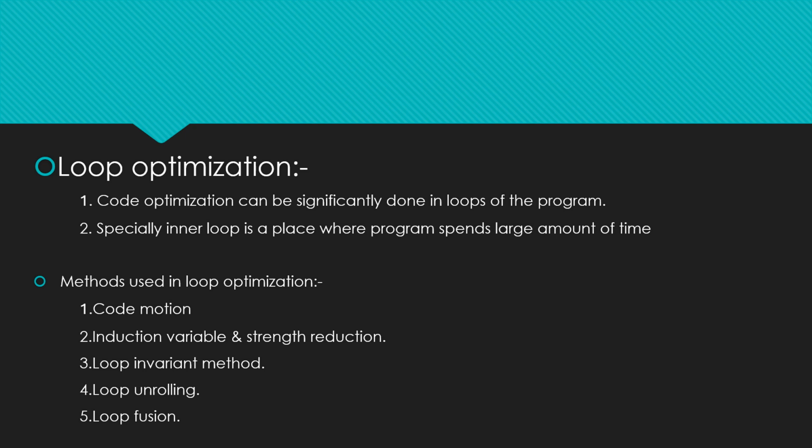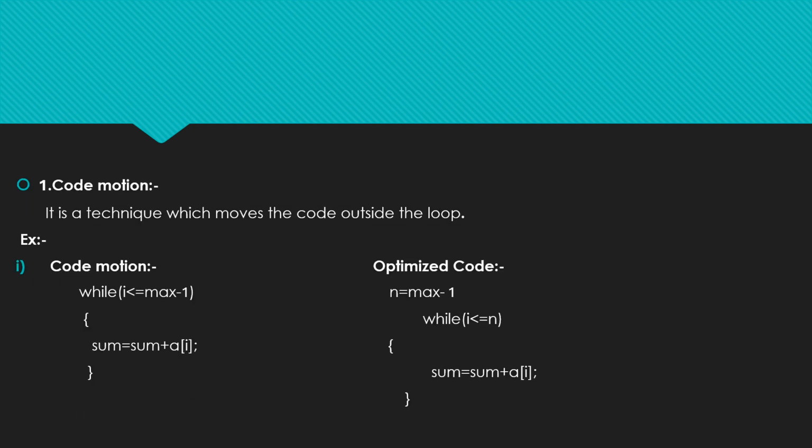Methods used in loop optimization. As you can see, there are five methods in loop optimization. They are code motion, induction variable and strength reduction, loop invariant method, loop unrolling, and loop fusion. Let's see each method in detail.